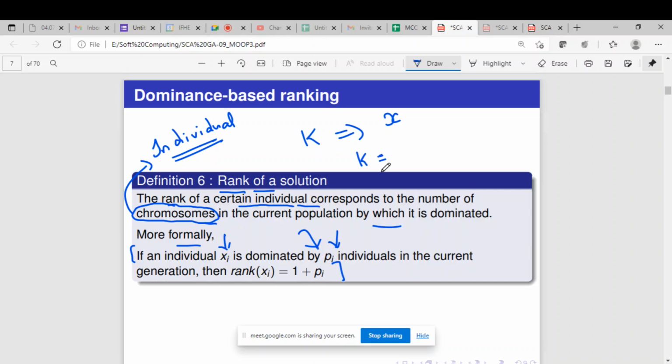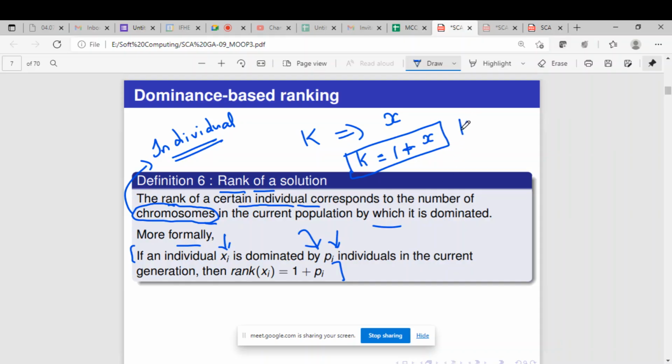If x individuals are dominating k, then what will be the rank of k? Any answer? It is 1 plus x. Good. Because already you know that x individuals were dominating k, so the rank of k will be 1 plus x.